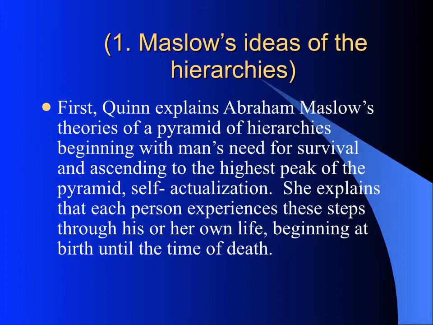The first thing I present as proof is Maslow's idea of the hierarchies. I begin with a transition. First, Quinn explains Abraham Maslow's theories of a pyramid of hierarchies, beginning with man's need for survival and ascending to the highest peak of the pyramid, self-actualization. She explains that each person experiences these steps through his or her own life, beginning at birth until the time of death.